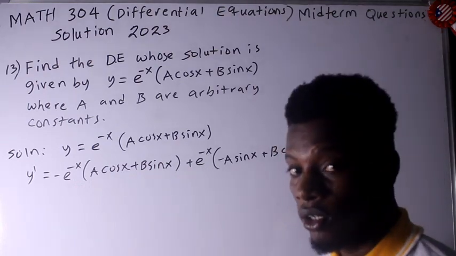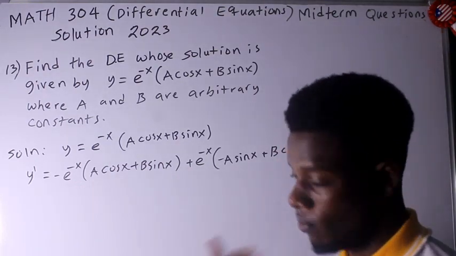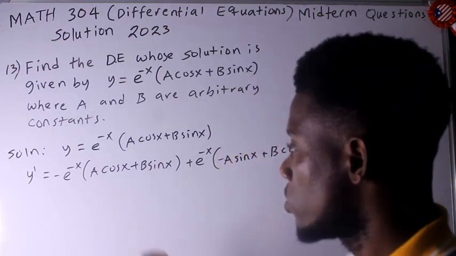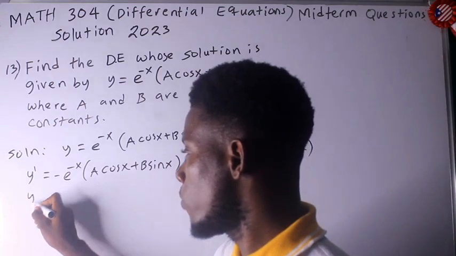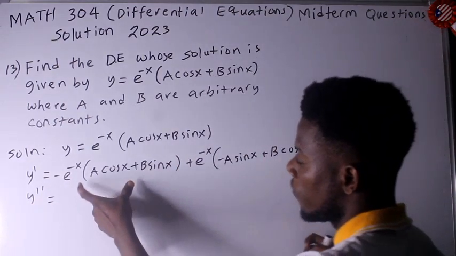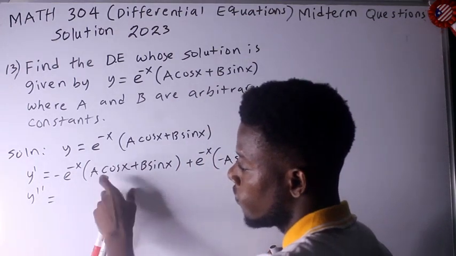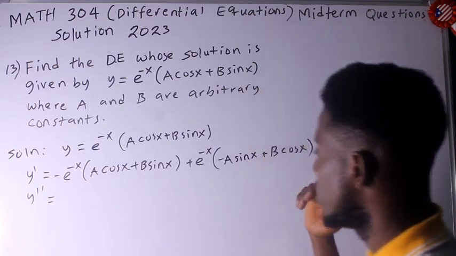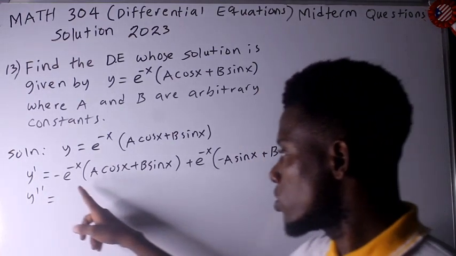Now we are not done. Remember, we are not done. We have to find the second derivative and then observe a pattern. So if we differentiate y prime, we have y double prime equal to, and here we have to use the product rule because we have two functions of the independent variable x, and here we also have to use the product rule. So let's use the product rule here.